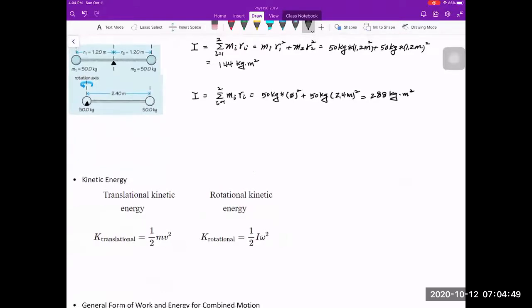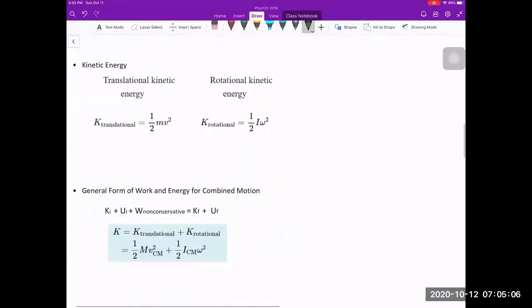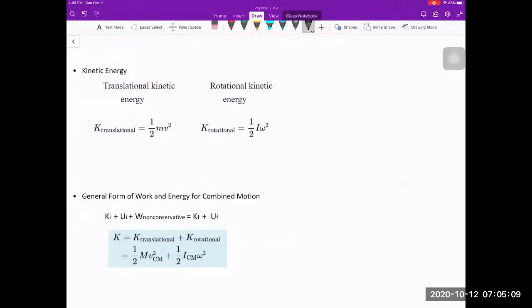Now, energy. Because rotation is also a motion, it will be very similar to linear motion. We can also have a kinetic energy. Kinetic energy is always related to how something moves. We have two different kinds of motion: a translational motion and a rotational motion. Translational means everything is moving along a line or a curve.